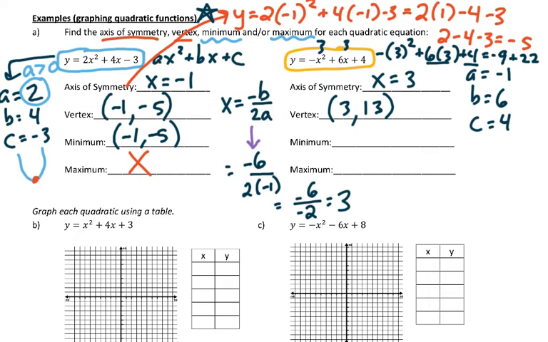I saw over here again that a value is negative. So that means it opens downward, which means our vertex is the highest point or a maximum. So minimum, nope. It's a maximum, which is 3, 13. And it's a pretty high maximum too. Look how high, 13. Good job. But now we can put that all together and try to graph these by hand.